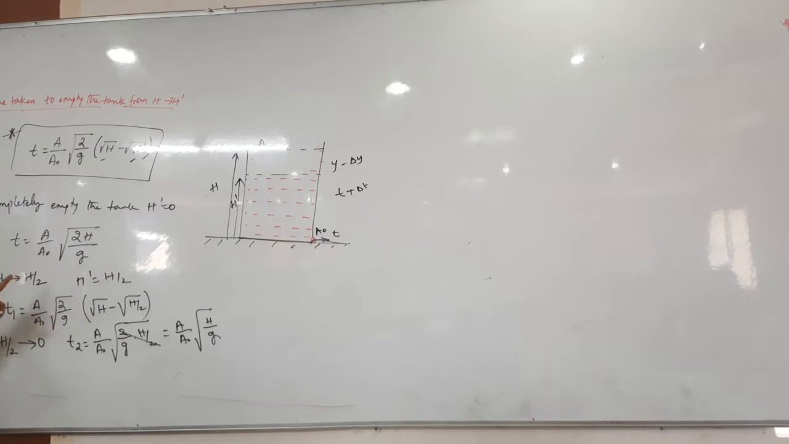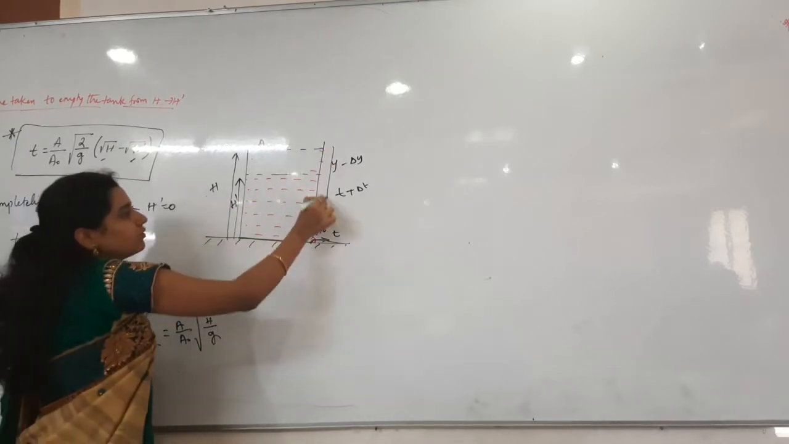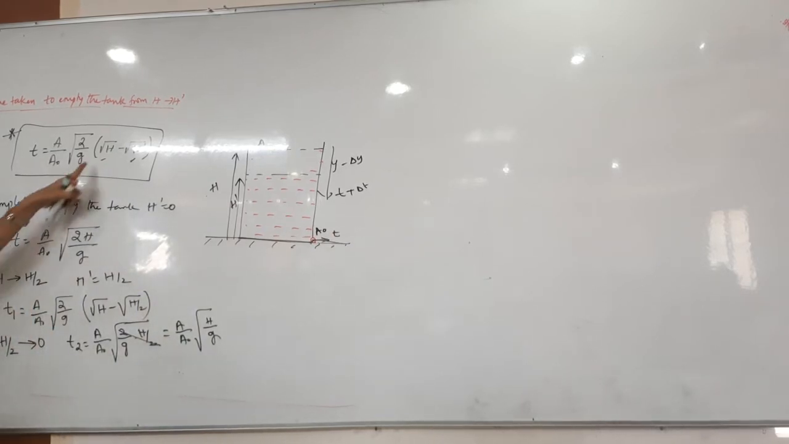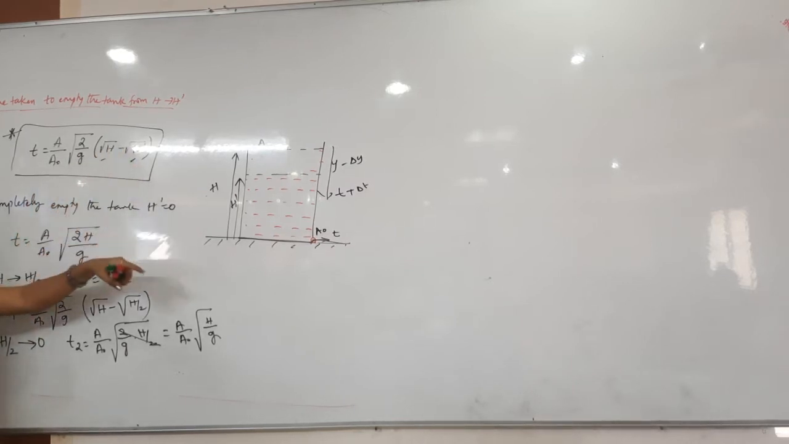Then next, I said h to h by 2, only half of the tank, from top to half of the tank. At that time from here to here only I want to empty it. At that time what is the time taken? T1 is equal to A by A naught, initial height is how much? h only, final height is how much? h by 2. Next case, from half to ground, the remaining half. So in that, initial height is h by 2, final height is 0. That is what I have substituted here.